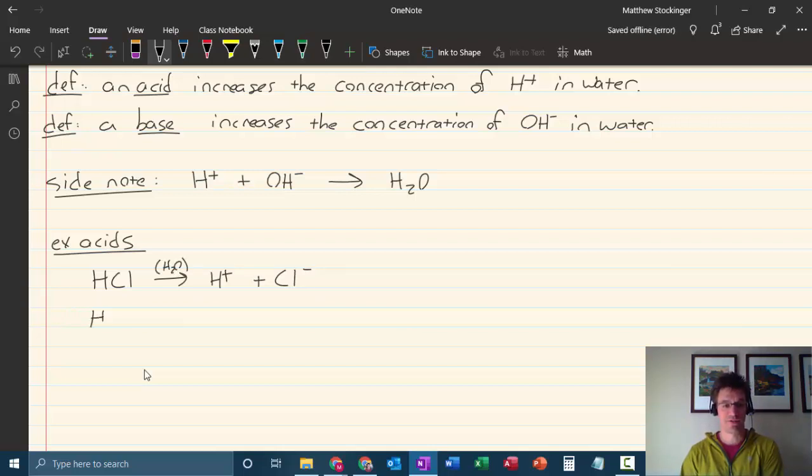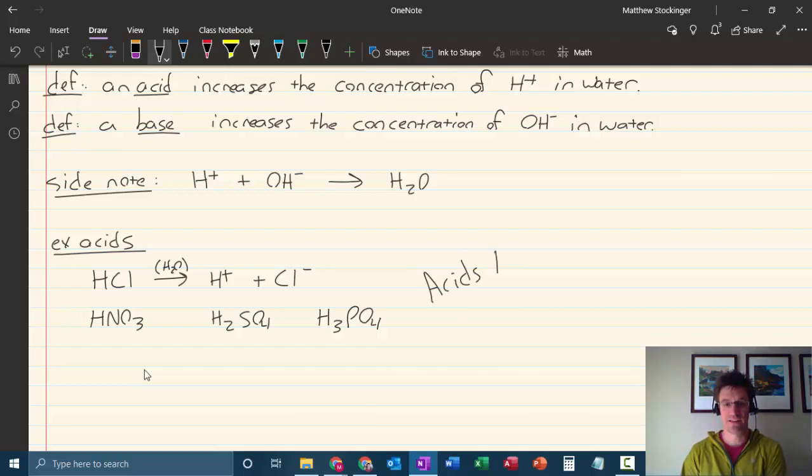Other examples, HNO3 is nitric acid. Same thing, this can split. There's H2SO4 is sulfuric acid. H3PO4 is phosphoric acid. There's a whole lot of them, okay? Doesn't matter that there's a 2 or a 3 on the H. The point is it begins with H. And that's how you tell. Acids begin with hydrogen.